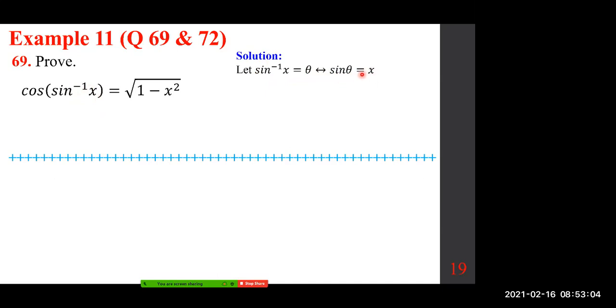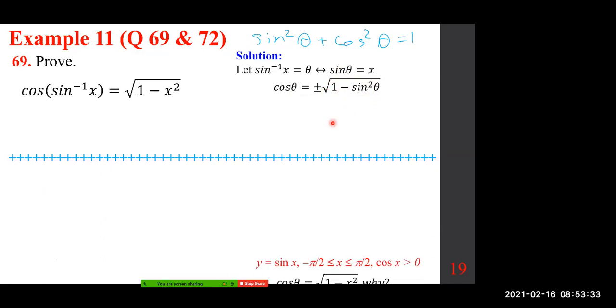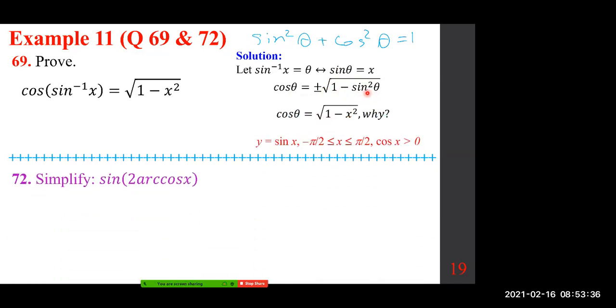So if sine is x, cosine is plus or minus the square root of 1 minus sine squared theta, because we all remember sine squared plus cosine squared is 1. So we know that, okay? In this case, therefore, we are going to replace the sine with x. It's plus or minus the square root of 1 minus x squared, and we take the positive one. The reason we take the positive one, okay? Because y equals sine x is between negative pi over 2 to pi over 2, and cosine is positive.